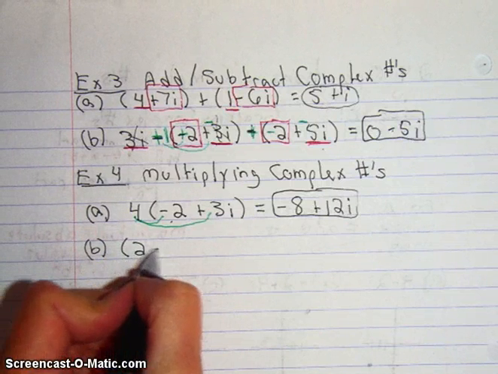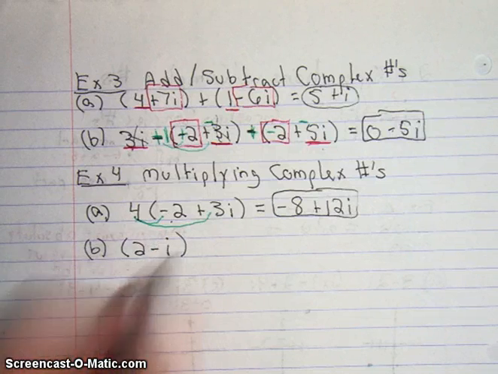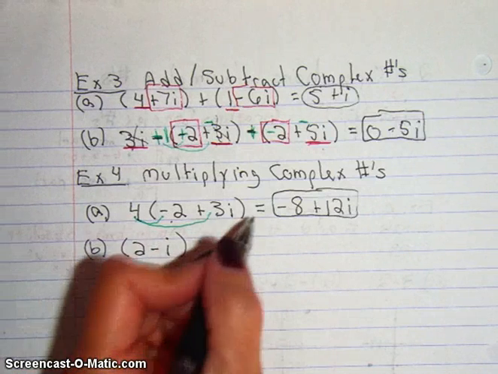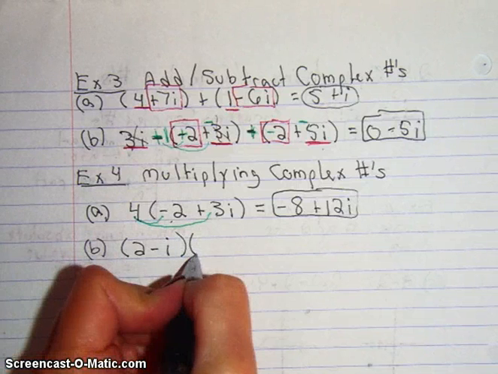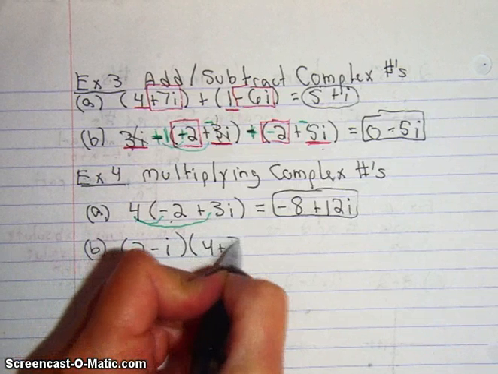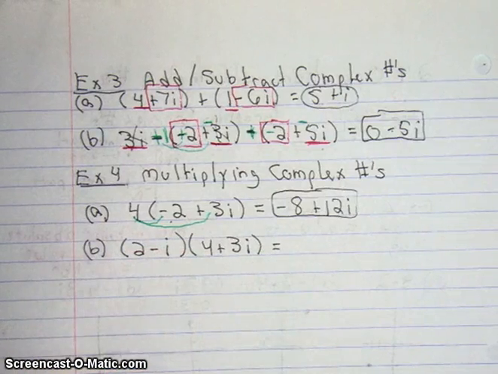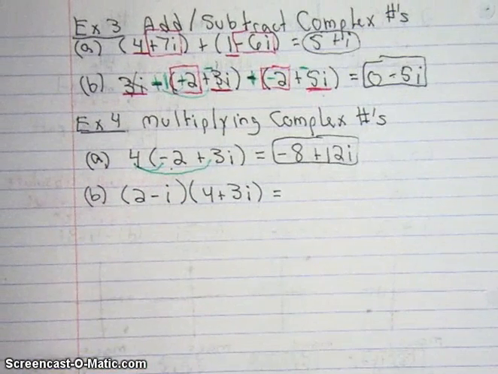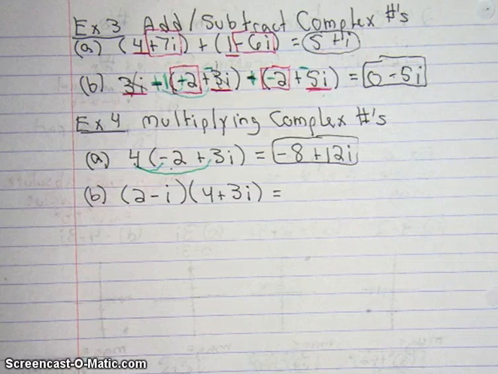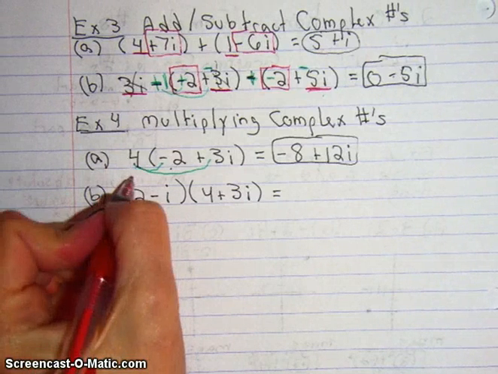Will you be done with A? Thus far. All right, the complex number 2 minus i times the complex number 4 plus 3i. Think of these as two binomials. And the only way to multiply two binomials, gang? FOIL.